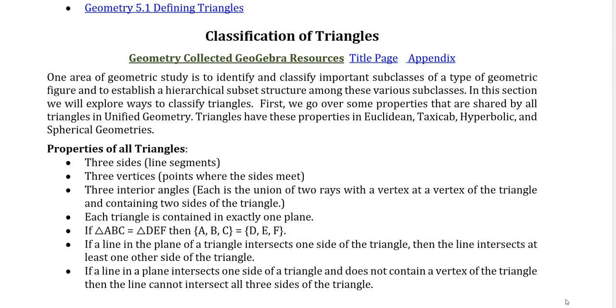So now that we've defined what a triangle is, we're going to talk a little bit more about classifying triangles. One of the most basic things we like to do when we set up a new definition of something is to see what properties it has in general. But then next, we like to look at maybe some subclasses of that and see what special properties things in that subclass might have. So this idea of just sorting things is a pretty natural human activity that we do a lot in mathematics. And we like to establish some hierarchical subset structure among these various subclasses.